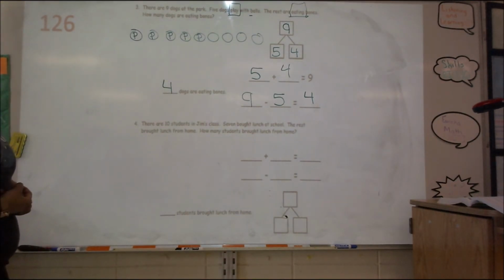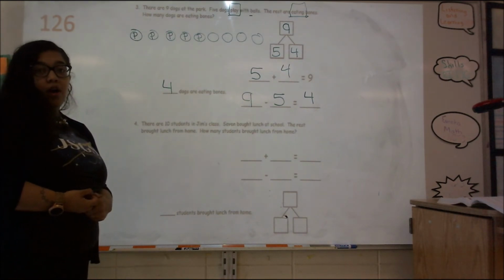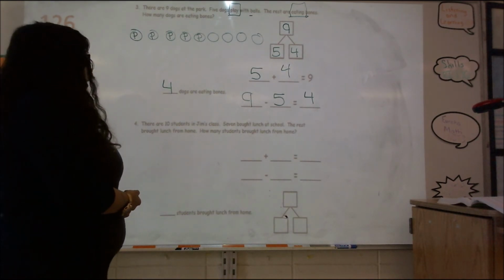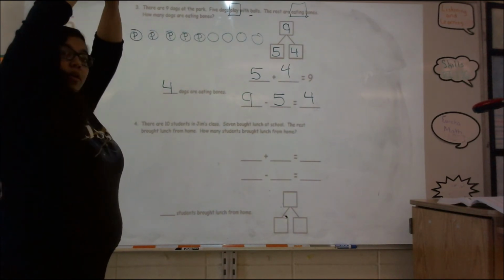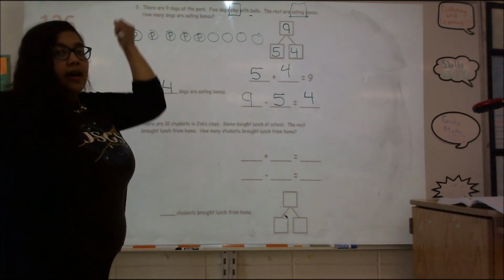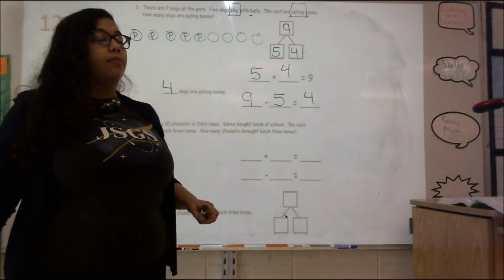Yep, still on the same page, 126. There are 10 students in Jim's class. 7 bought lunch at school. The rest bought lunch from home. How many students brought lunch from home? Again, still yes. I start with a whole, I take out a known part, and I find a missing part.